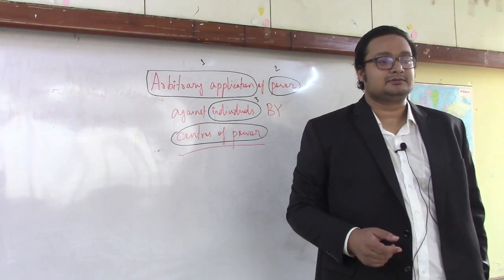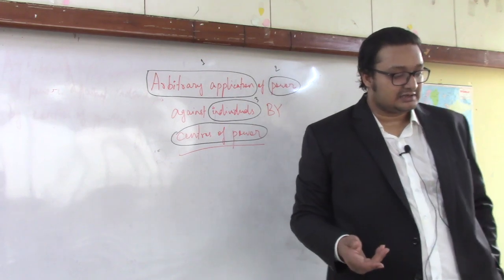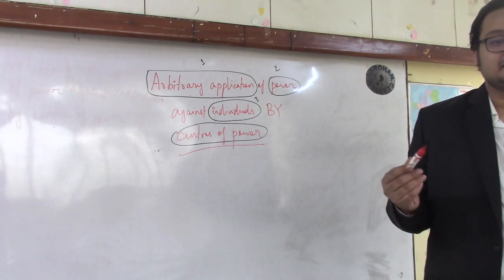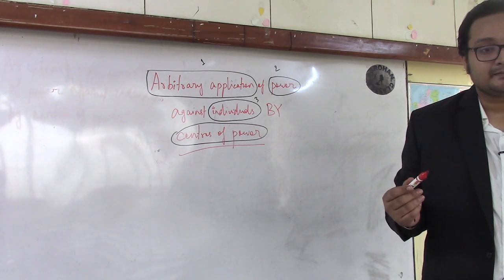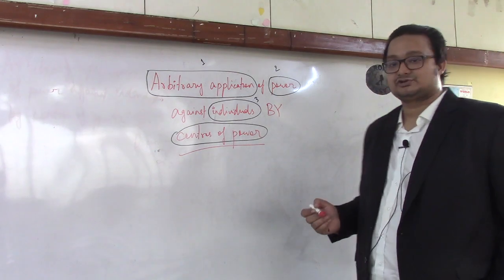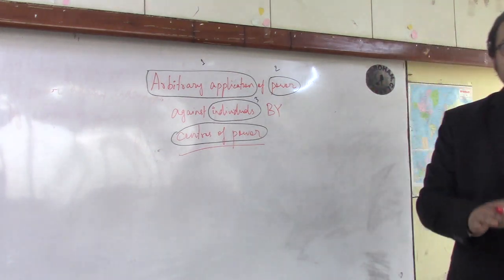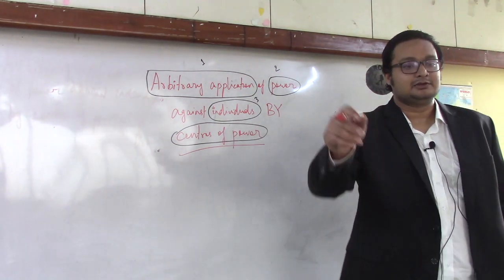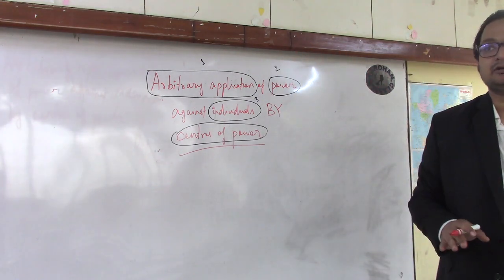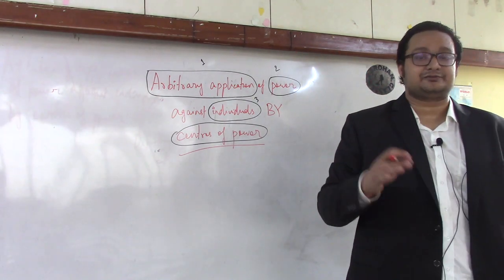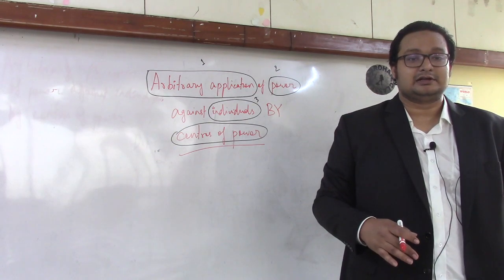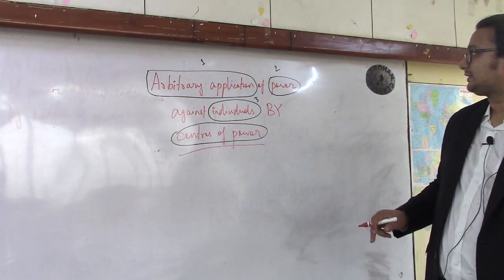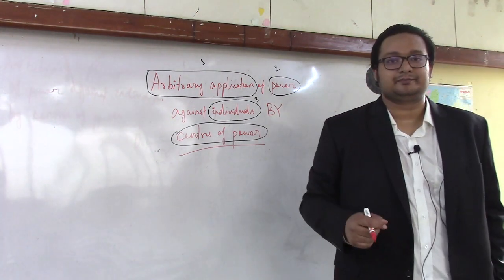Anyone? What do you mean by arbitrary? Sir, unjust. Unjust, yes. Personal gains. Without any reason or justification. Very good. Both: without any reason or justification, leading to an unjust result. Fundamentally it is that, right? So any action that is without any reason or justification, leading to an unjust result by the use of power. What do we mean by power over here?